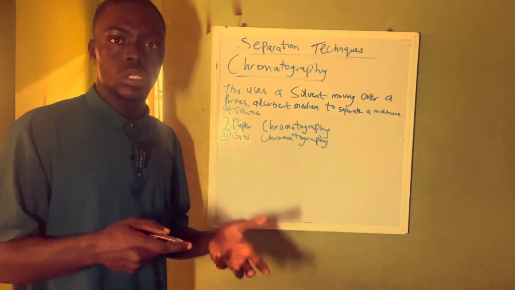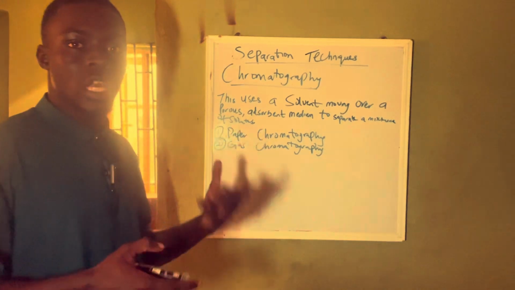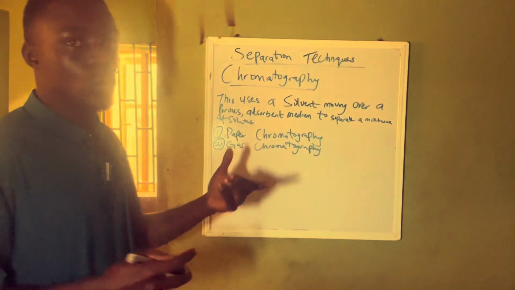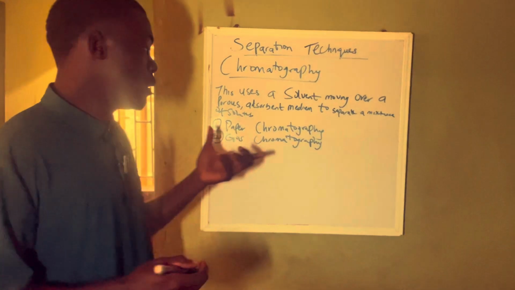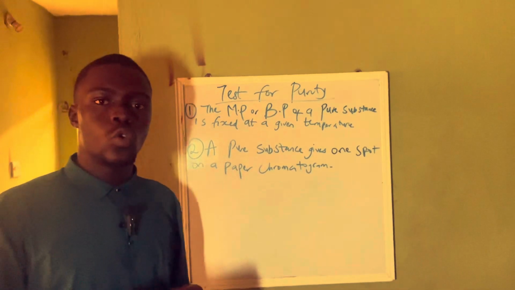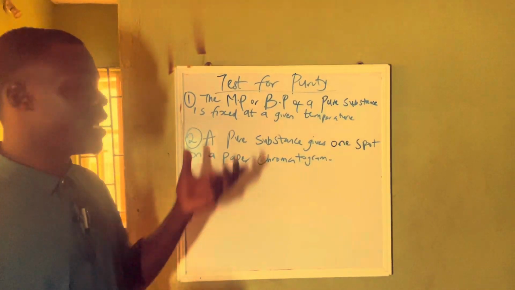The colored solutions like inks and dyes can be separated by chromatography, and the colorless ones like amino acids can also be separated by chromatography. So the main types of chromatography are paper chromatography and gas chromatography. To cap it all, I'm going to be talking about test for purity.